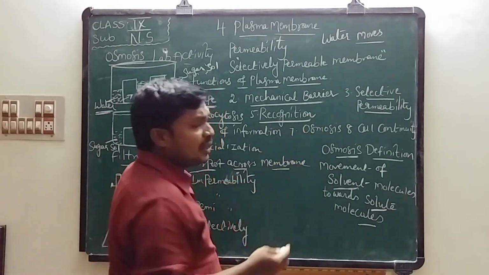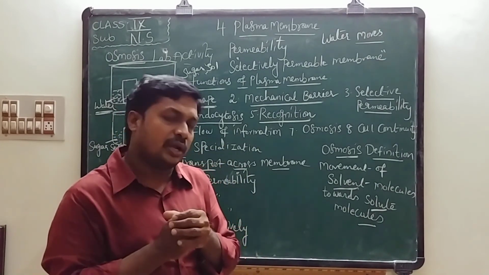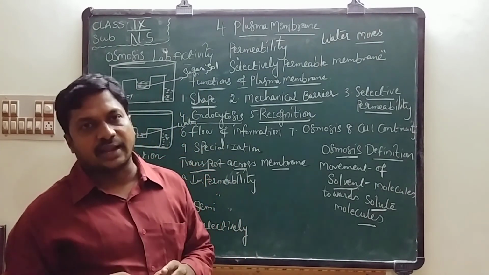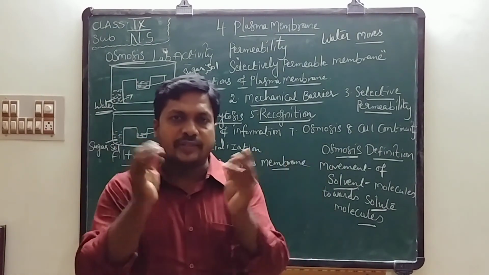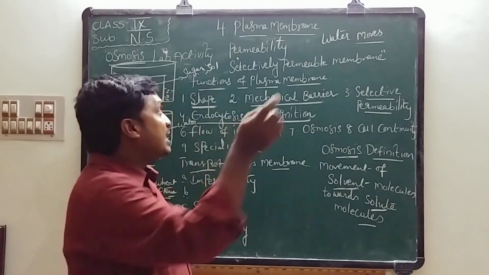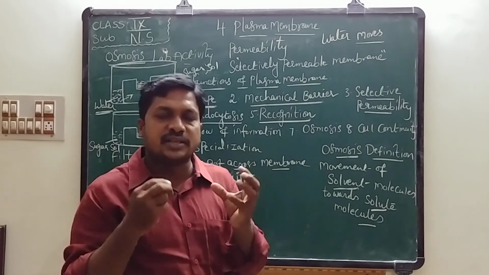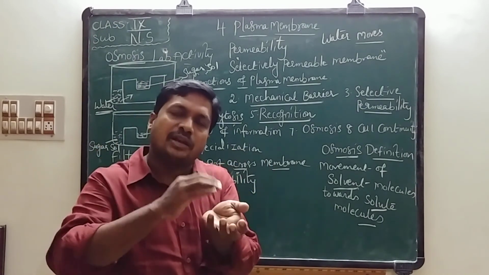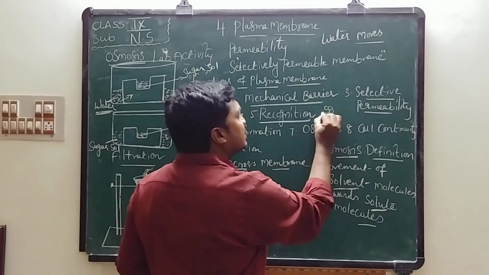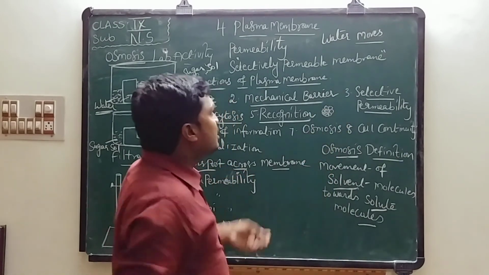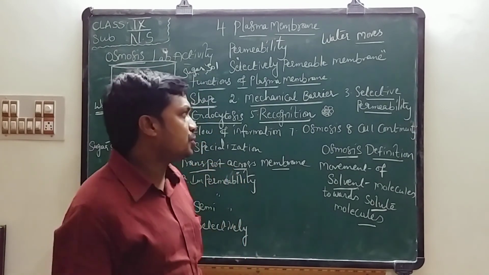Recognition. They have special regions which are helpful to form tissues. Already we learned about tissues in the second lesson. Tissue is a group of cells. When cells are united together to form tissues, the plasma membrane has special regions in different locations. These regions are helpful to attach one cell with another cell to form tissue. Plasma membrane has special regions to attach other cells to form tissues.